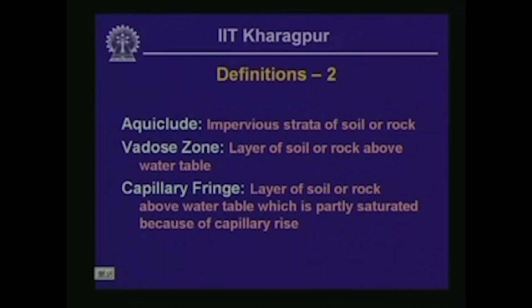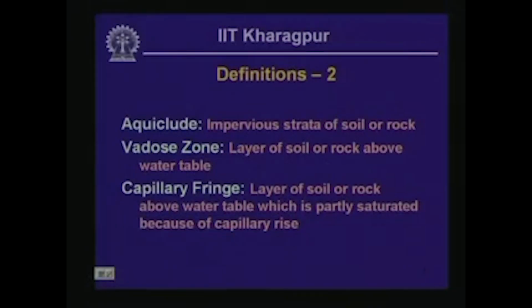More definitions. Definition of aquiclude. Aquiclude is essentially an impervious stratum of soil or rock through which no groundwater flow can take place to any practical extent. Another definition is vadose zone. Vadose zone is the layer of soil or rock which is above the water table. And then the definition of capillary fringe.